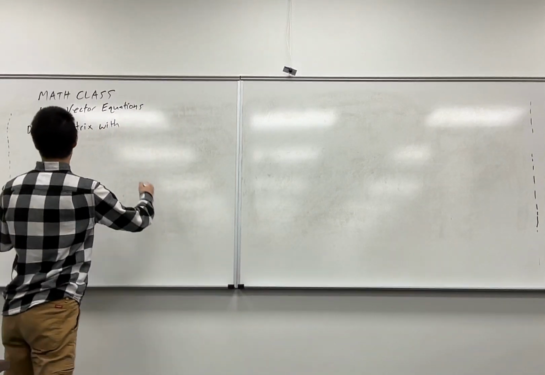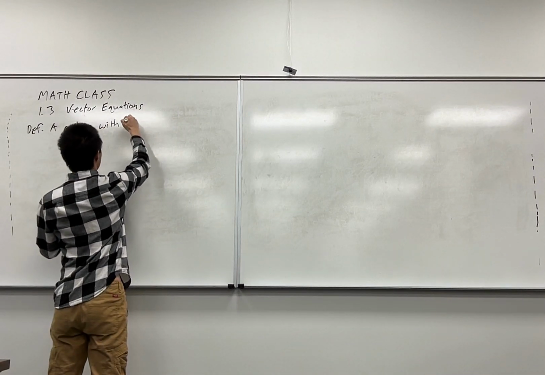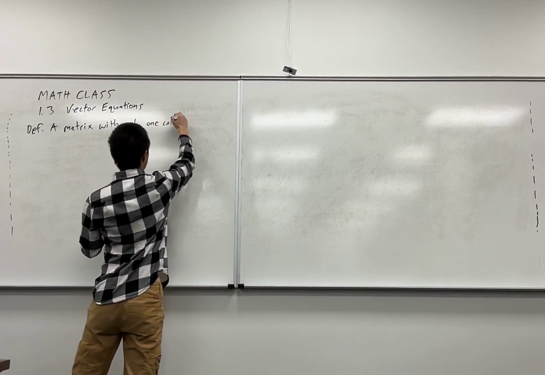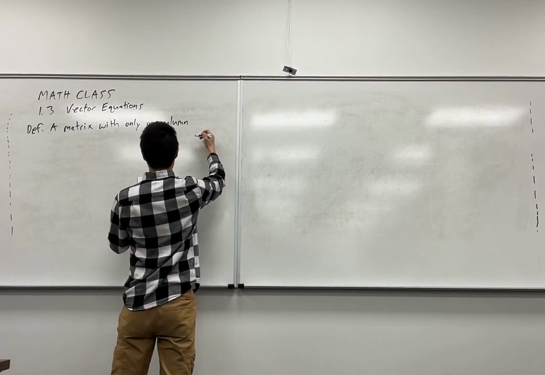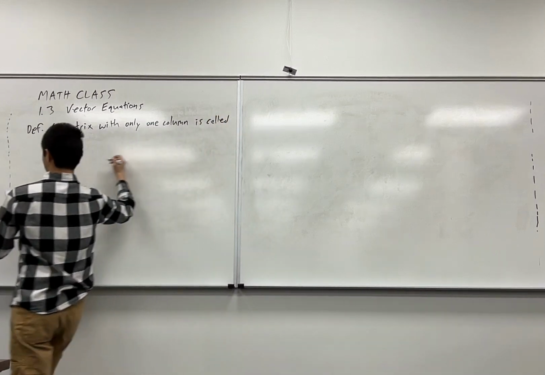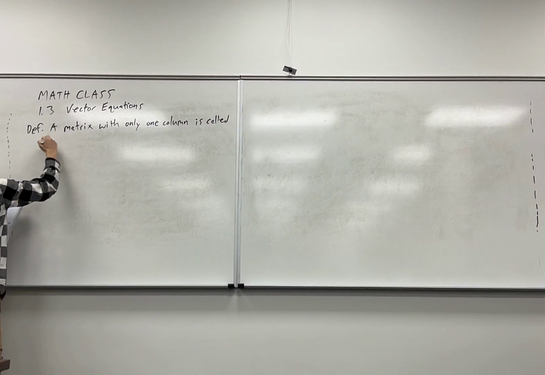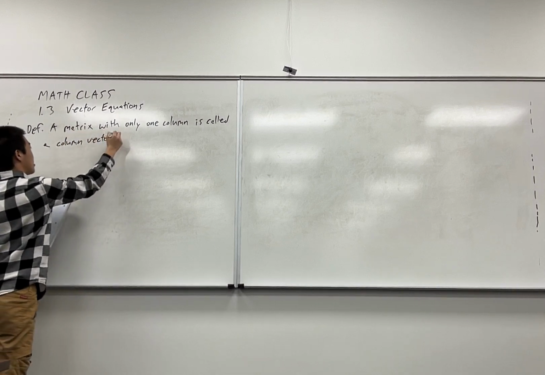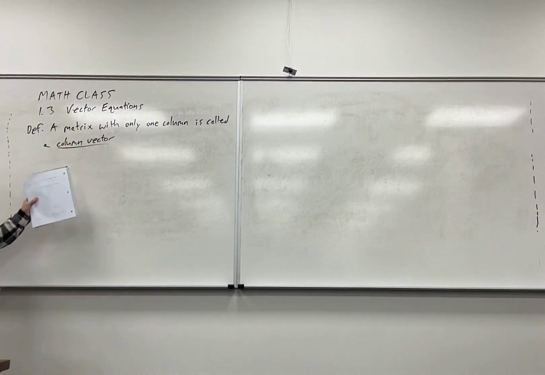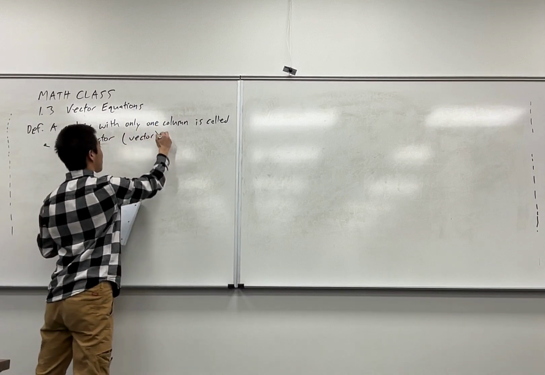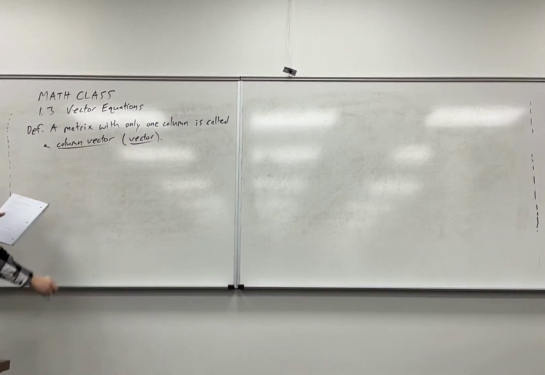Okay, good. A matrix with only one column is called, and this is going to be a shocker, I know, a column vector. People ask why I'm so literal. It's because I study mathematics. Sometimes we just call this a vector because I don't want to say column vector every single time throughout the course.